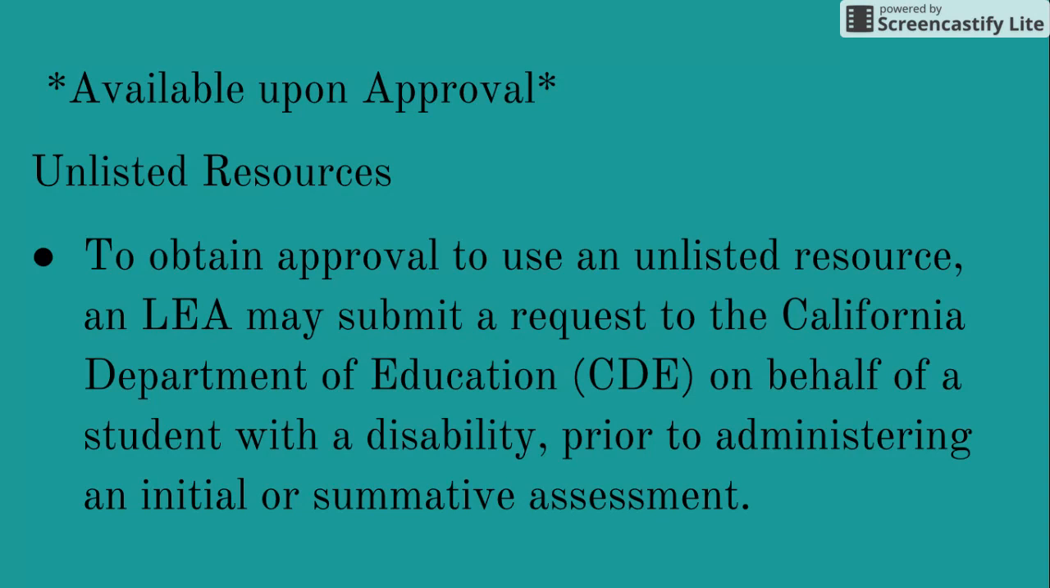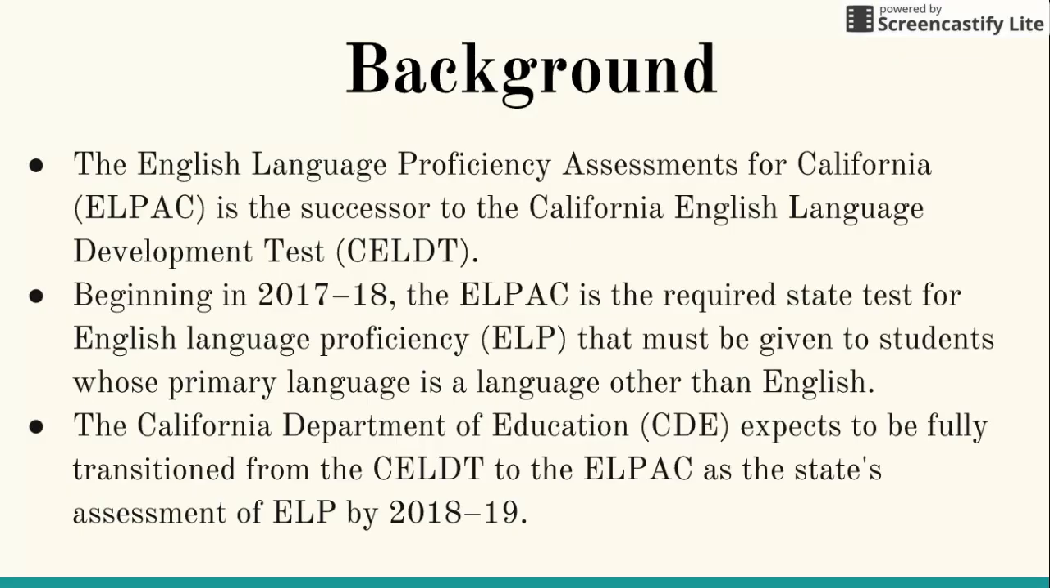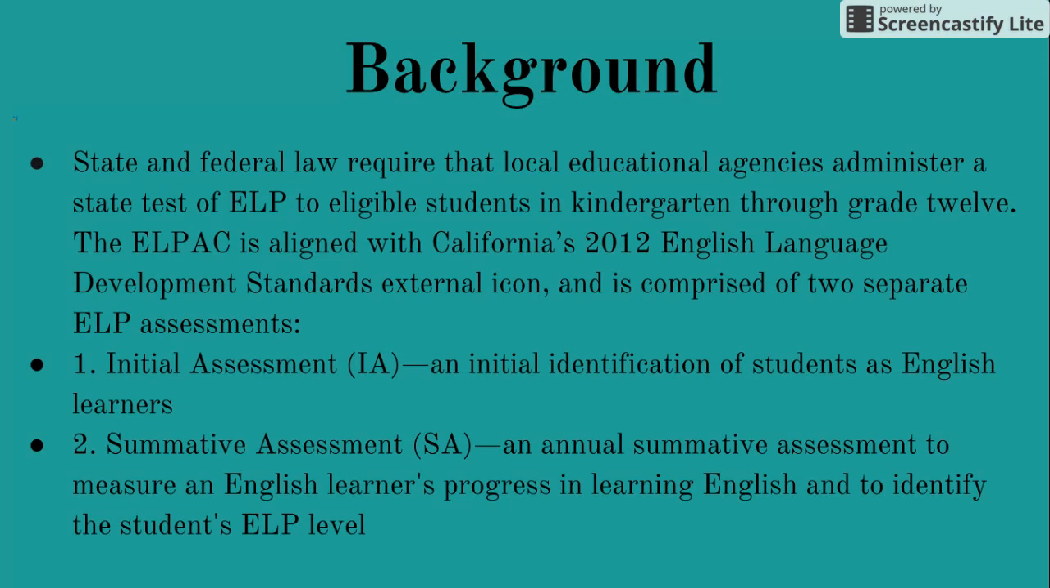This is important for you to know. Unlisted resources: to obtain approval to use an unlisted resource, an LEA may submit a request to the California Department of Education on behalf of a student with a disability prior to administering an initial or summative assessment. About the ELPAC. This is just background knowledge. You could pause again. A reminder, you could pause and read this at your own time. I'm not going to take too much time, but I do want to read this.